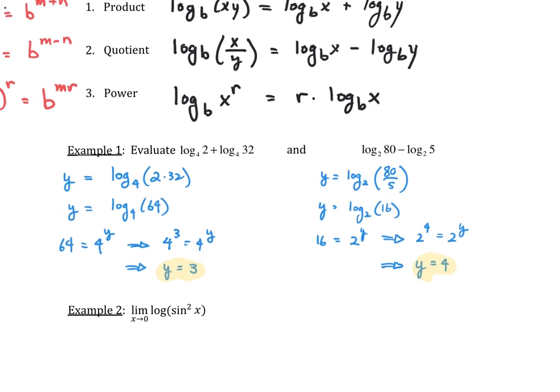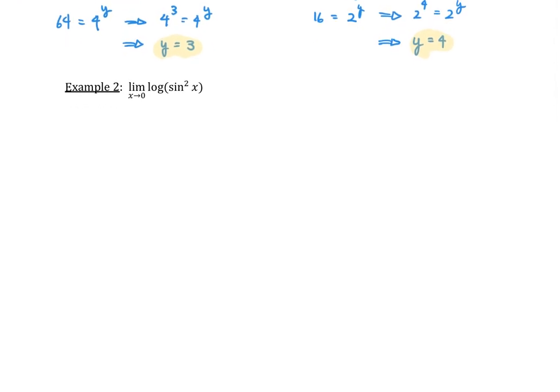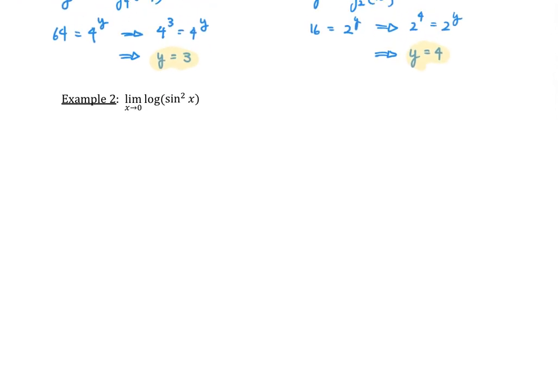Let's take a look at our last example, example 2. For example 2, we have the limit as x goes to 0 of log of sine squared x. So I think I can rewrite this a little bit. I can rewrite this as the limit as x goes to 0 of log of sine of x, squared, like this.